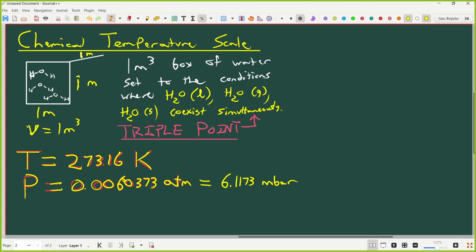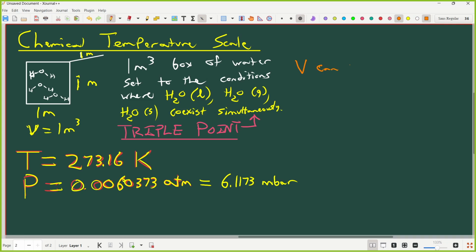Which will be, I think, next Tuesday or maybe even next class. Okay? So at this temperature and pressure, regardless of the volume, and I'll explain in a second why the volume doesn't matter, 273.16, I forgot to put that 0.16. And at this pressure, all three of these coexist simultaneously. And so these are fixed numbers. All right, so we just say the triple point happens, we can observe it, and it's exactly at this temperature and pressure. The reason why the volume doesn't matter, again, is because of the ideal gas law.